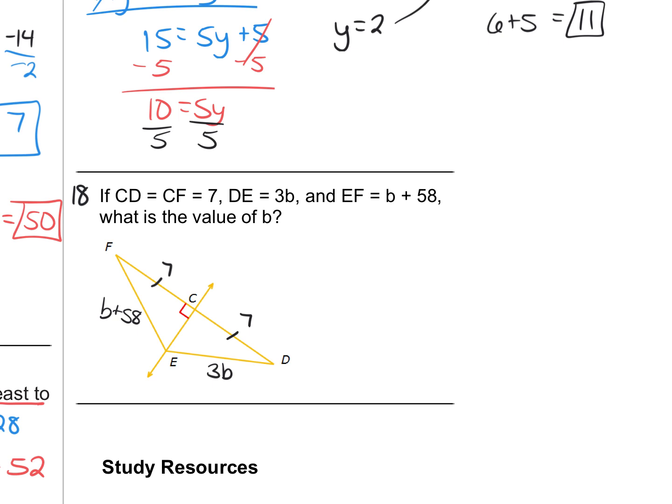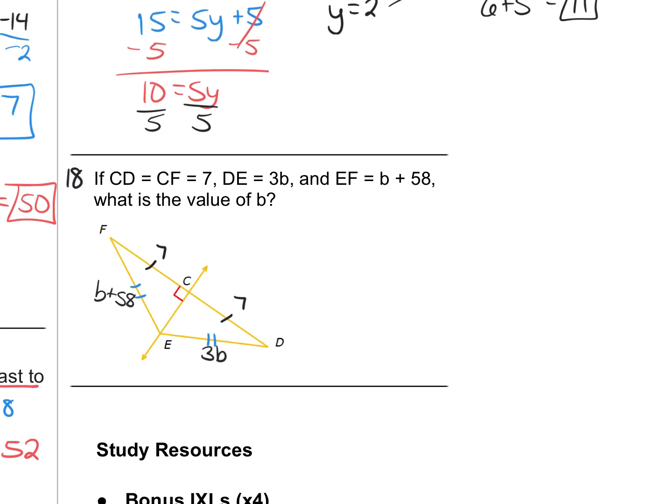There we go. That's what I'm looking for. We know these two sides are equal to each other, right? Does anyone know the reason they're equal to each other? Because of the right angle, it has the perpendicular bisector. We do have a perpendicular bisector here, and remember, F and D meet at the same point E, so we know those have to be the same. So I can set B plus 58 equals 3B.